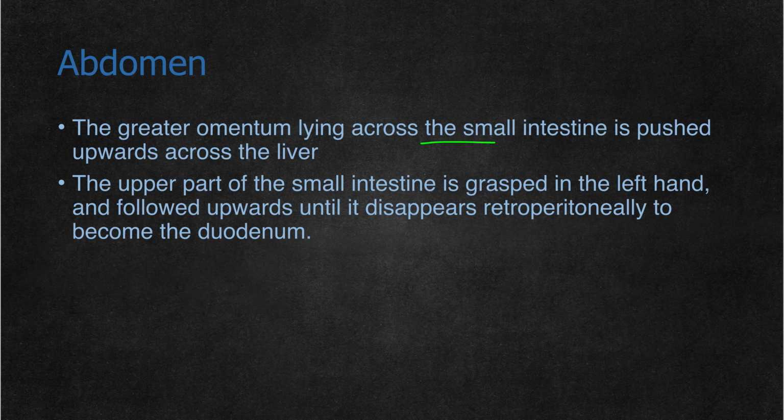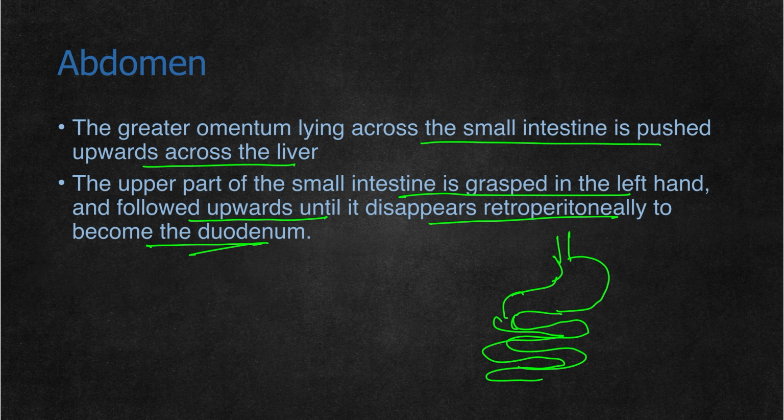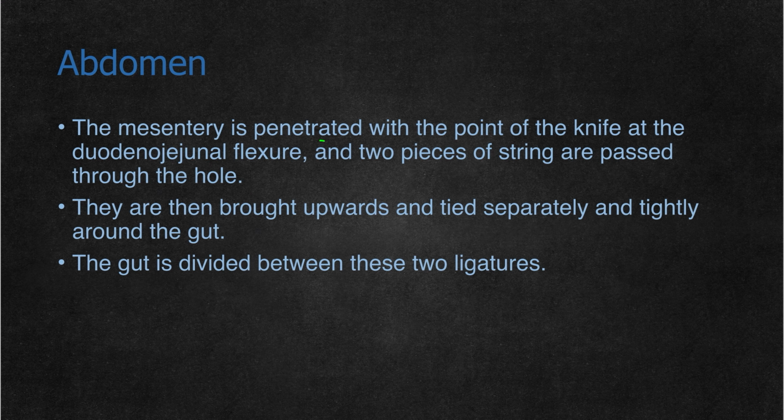Then the greater omentum lying across the small intestine is pushed upwards across the liver. After the peritoneum is removed, the omentum is separated. The upper part of the small intestine is grasped in the left hand and followed upwards until it disappears under the peritoneum to become the duodenum. So, once the peritoneum is opened, the stomach and intestines have to be dissected out. The mesentery is penetrated with the point of the knife at the duodenojejunal flexure and two pieces of string are passed through the hole.